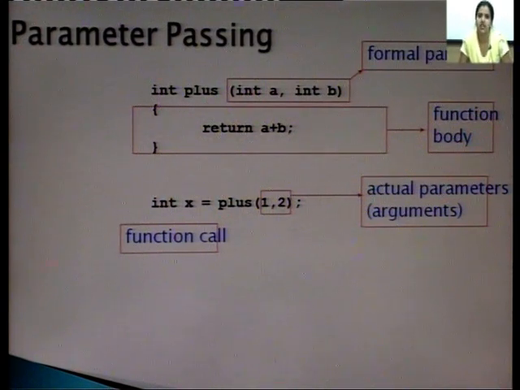Here you can see at the top int plus, int a, int b. This is the function declaration, the definition. int is the return type, plus is the name of the function, int a, int b. These are the formal parameters passed to the function. Return a plus b will give the sum of a plus b, and these are the actual parameters, 1 and 2, and this is also known as the function call.